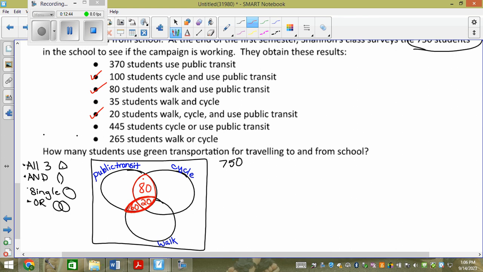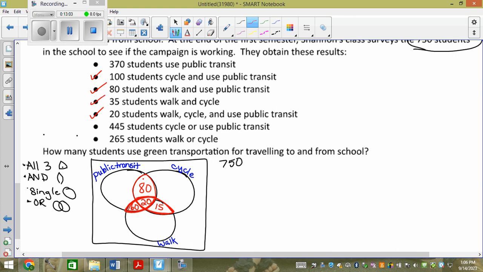Then we have 35 students walk and cycle. So in the walk and cycle eyeball, I need to have 35. I already have 20. So how many just walk and cycle only? 15.